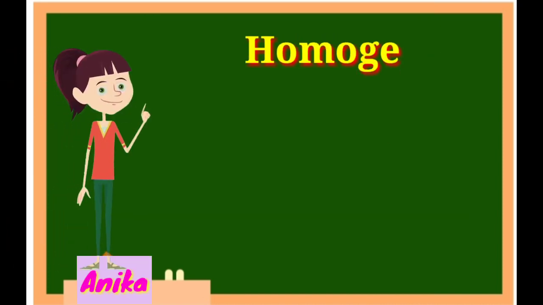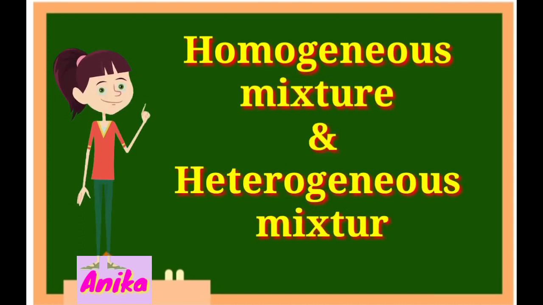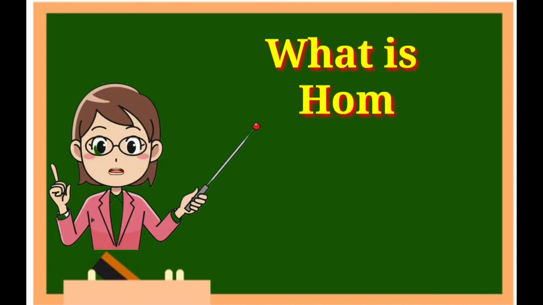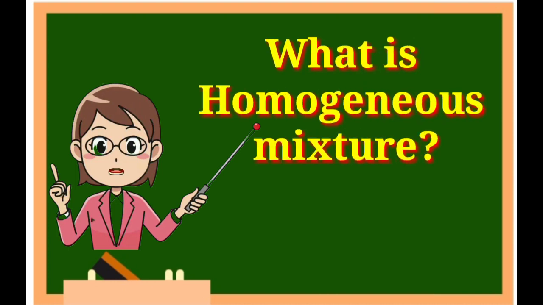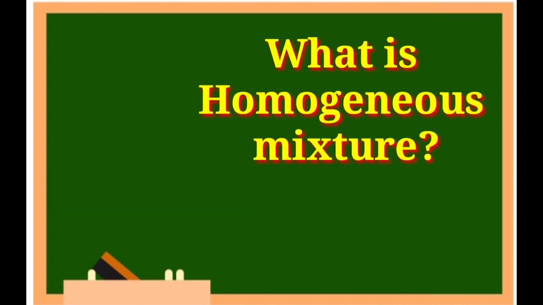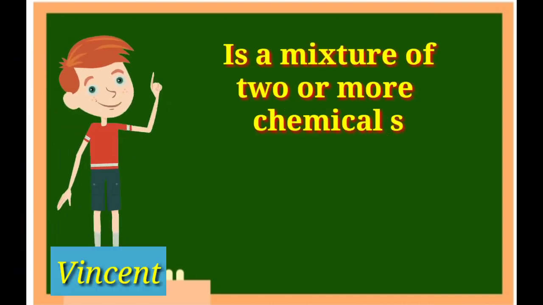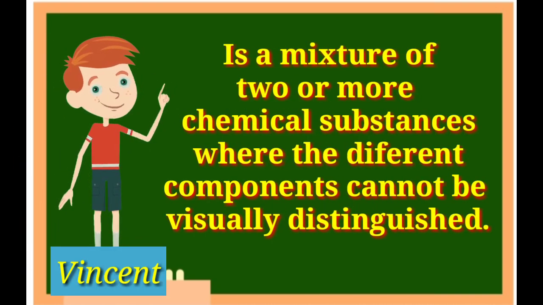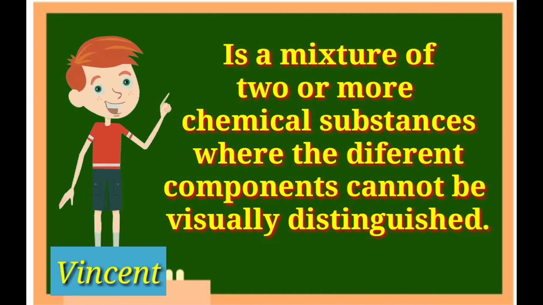Yes, Anika? Ma'am, homogeneous mixture and heterogeneous mixture. What is homogeneous mixture? Ma'am, it is a mixture of two or more chemical substances where the different components cannot be visually distinguished.